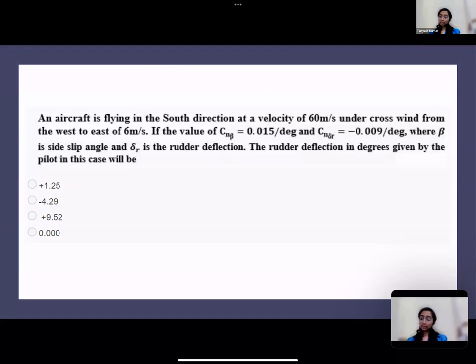If the value of Cn beta is 0.015 per degree and Cn delta R is minus 0.09 per degree, notice that Cn beta is positive and Cn delta R is negative, so it's a conventional aircraft, where beta is the sideslip angle and delta R is the rudder deflection. The rudder deflection in degrees given by the pilot in this case will be, what is the rudder deflection? Why do we need control surface deflections? What is the purpose? What do we accomplish?